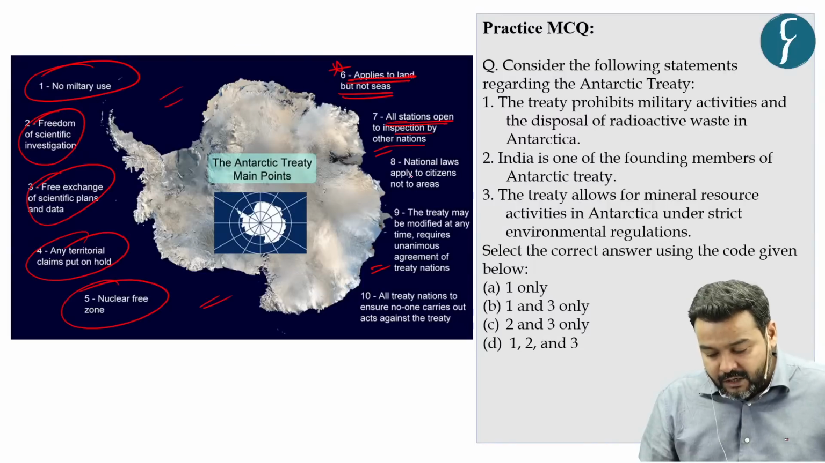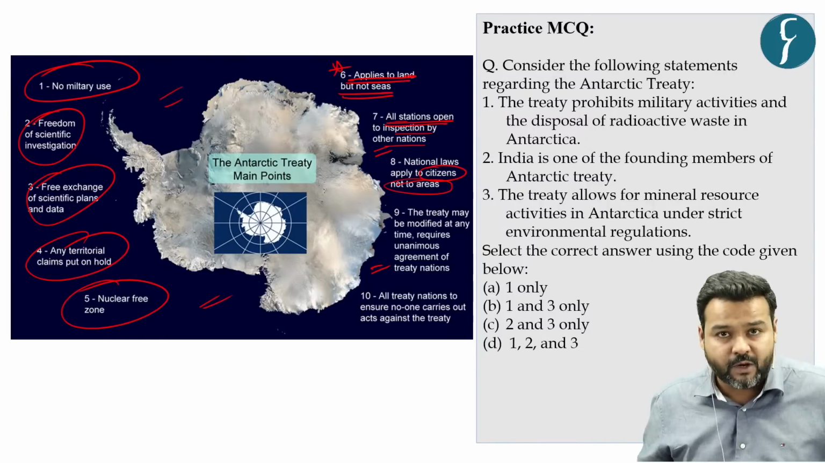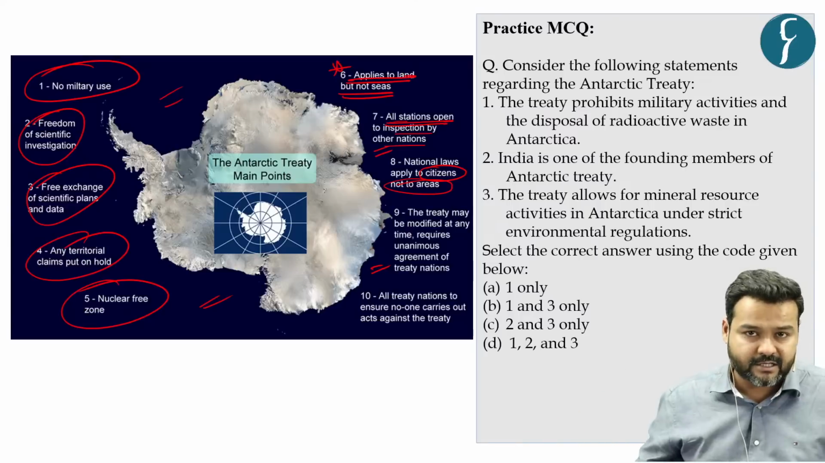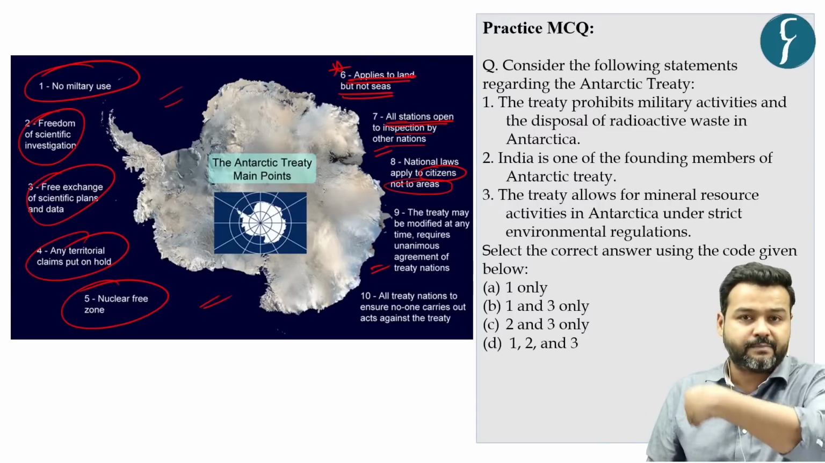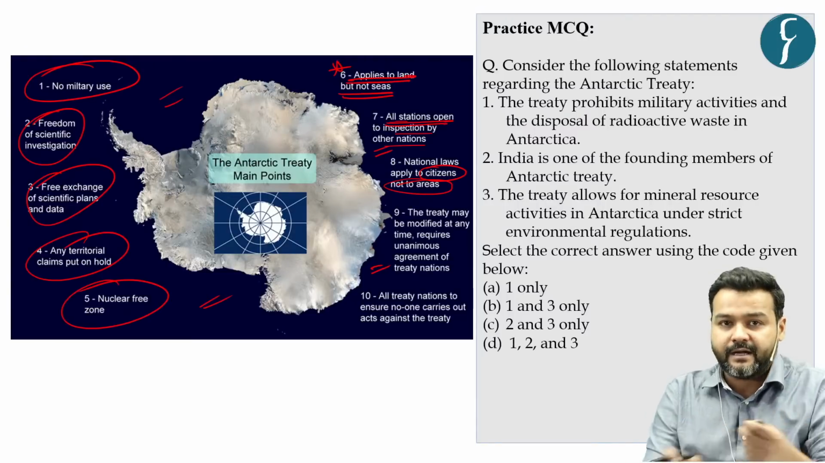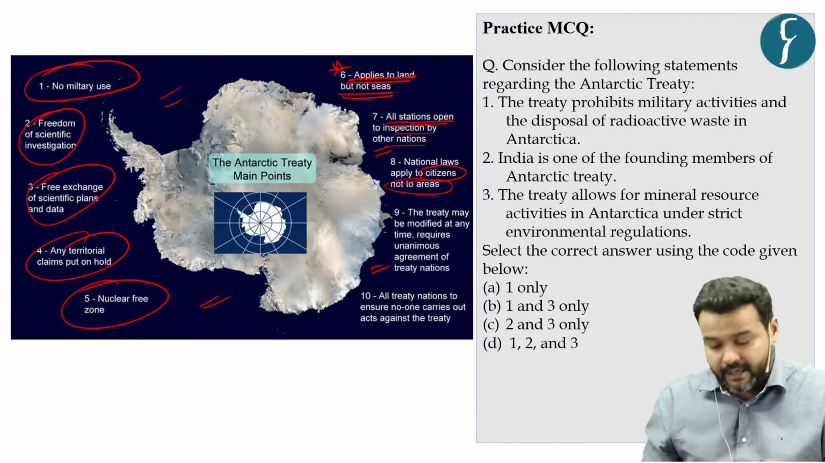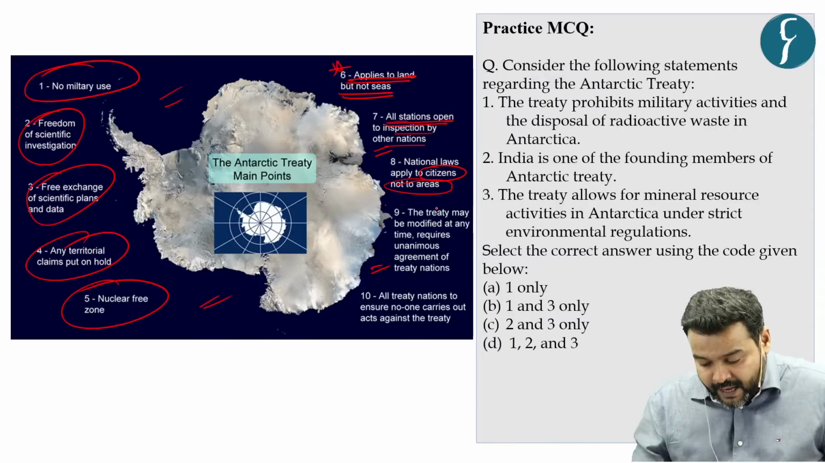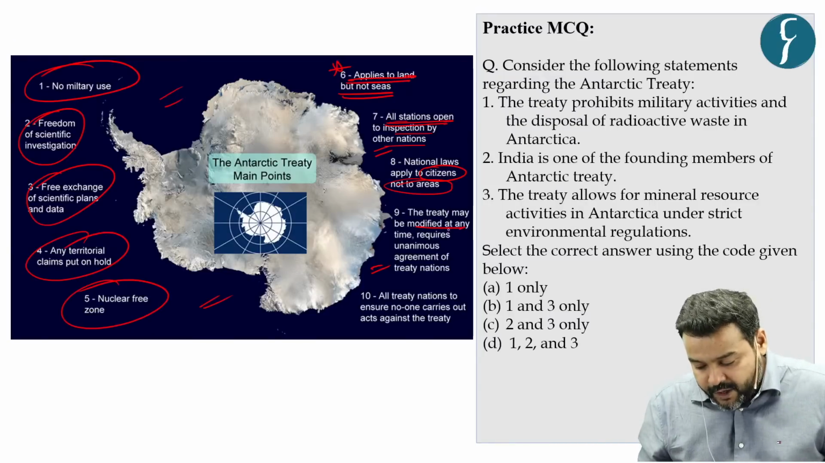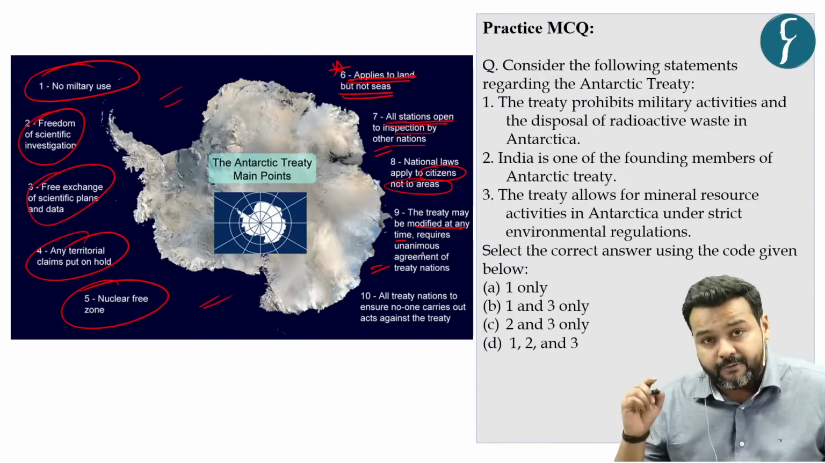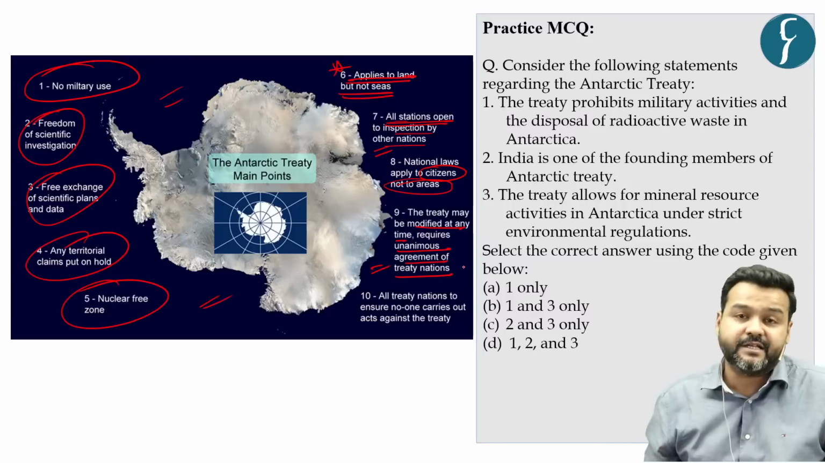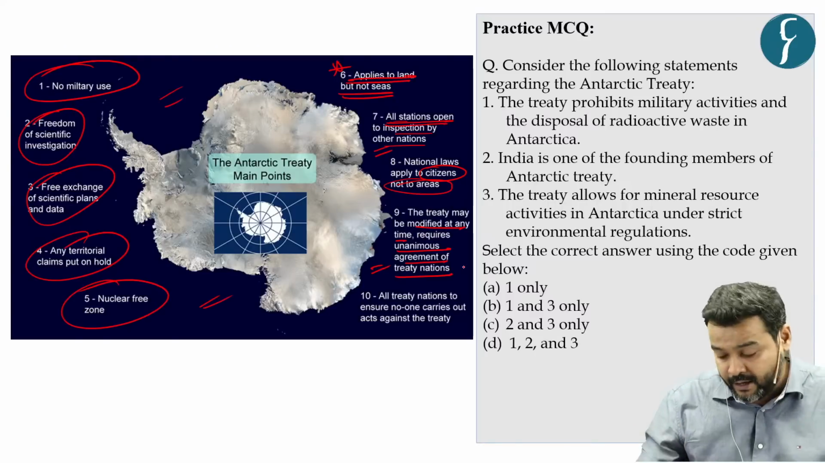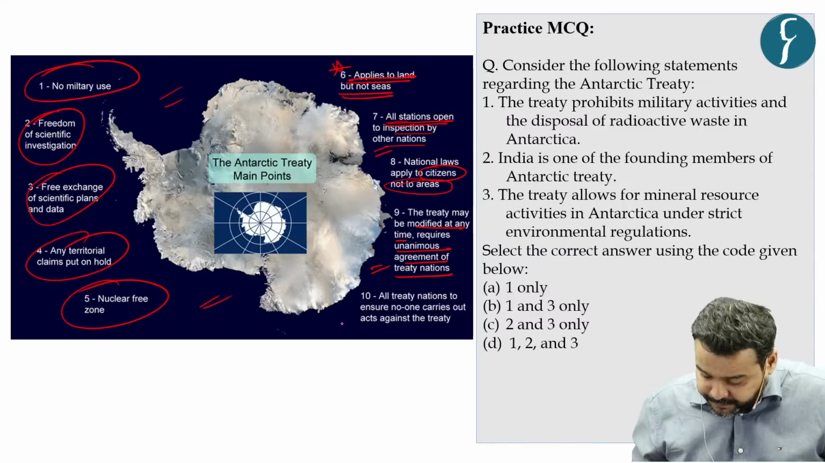National laws apply to citizens and not to areas. So if an Indian citizen is there, their national law will apply to the citizen only, not to the area. You cannot claim that my country provides this right and that duty in Antarctica. Ninth, the treaty may be modified at any time. What it requires is a unanimous agreement of treaty nations. So all have to agree on modification.